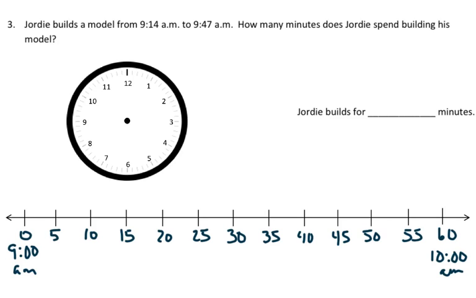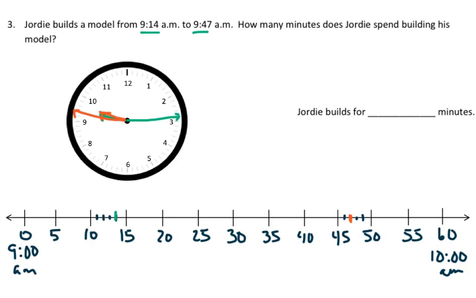Okay? And we know that he builds a model from 9:14 to 9:47. So how many minutes is that? So let's go ahead and I'm going to label 9:14 in green on my analog clock. And we know that he builds till 9:47, and I'm going to label that in red. Okay, and now I'm going to label it on my number line as well. Okay, so I have it in green, 9:14 and to 9:47. So we're going to go ahead and count the minutes.